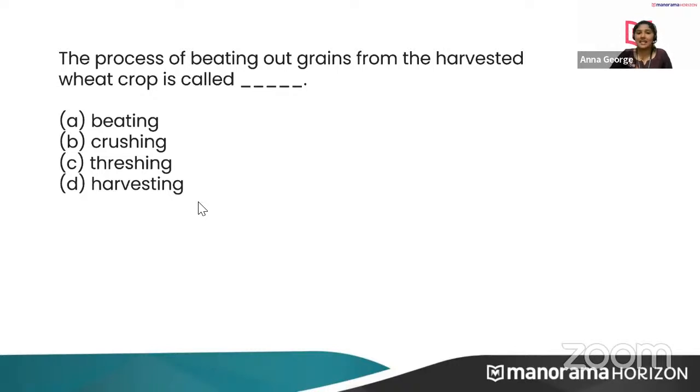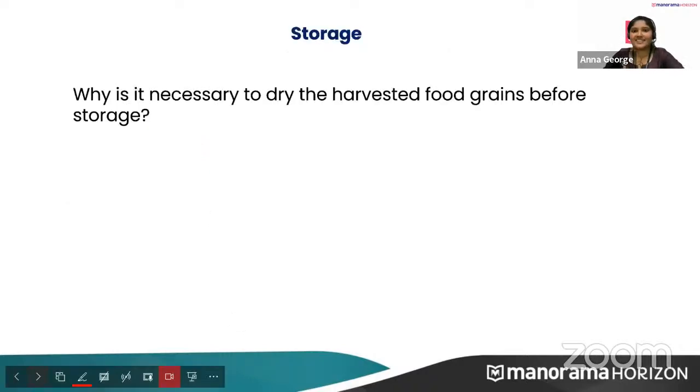Threshing. Harvesting is cutting off crops, but threshing is beating out the grain from the harvested wheat crop. Okay, so threshing. Yeah, it's very clear that you are interested here. Okay. So the very last step is storage. What is storage? Just storing the harvested food grains.